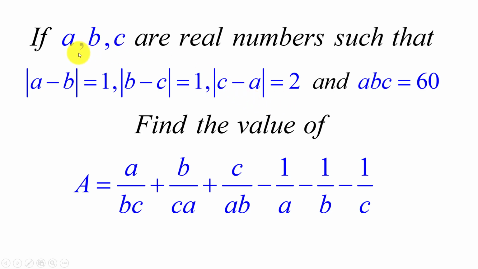Today I have one exercise, as on screen. If a, b, c are real numbers such that the absolute value of a minus b equals 1, the absolute value of b minus c equals 1, the absolute value of c minus a equals 2, and a times b times c equals 60, find the value of the expression A equals a divided by b times c, plus b divided by c times a, plus c divided by a times b, minus 1 divided by a, minus 1 divided by b, and minus 1 divided by c.